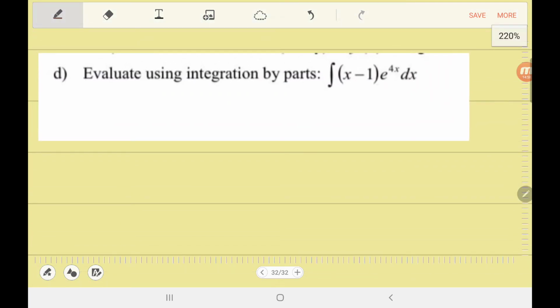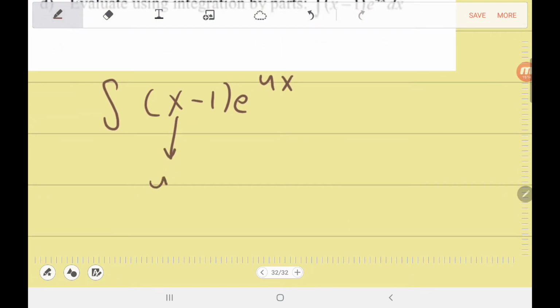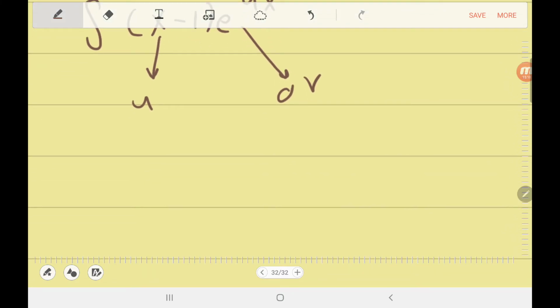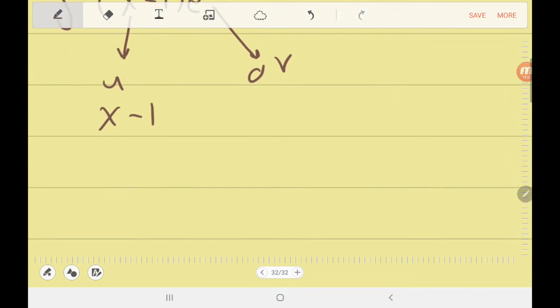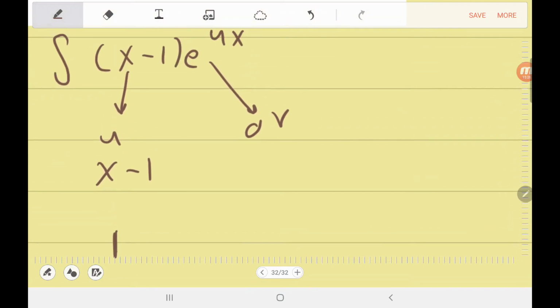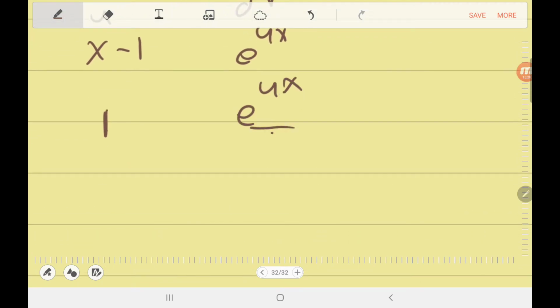Evaluate using integration by parts. First of all, we know that algebra, it's becoming like this: x minus 1, e to the power 4x. So this is going to be u and that's dv. I want to differentiate x minus 1, the answer is 1, and integrate e to the power 4x, which is e to the power 4x over 4.